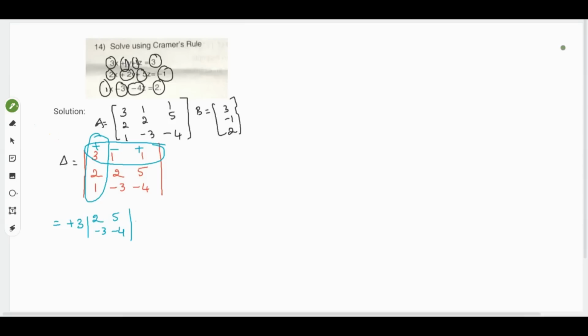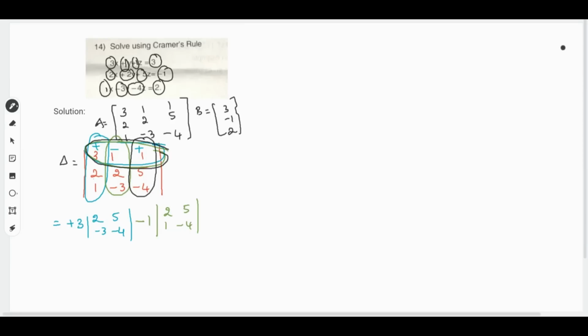Then it will be the next one. I'll take the center one, the second number of the first row. That will be minus 1, minus 1 of that will be 2, 5, 1 and minus 4. The number whichever we are selecting, that row and column should be neglected. The remaining ones we will write.